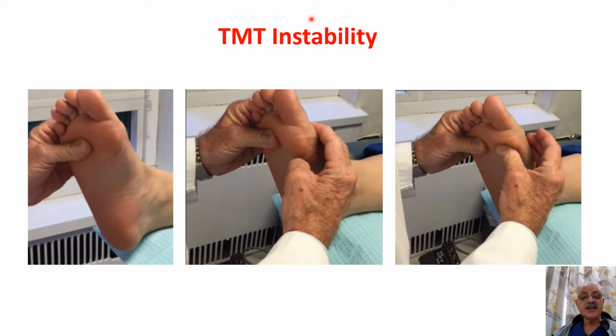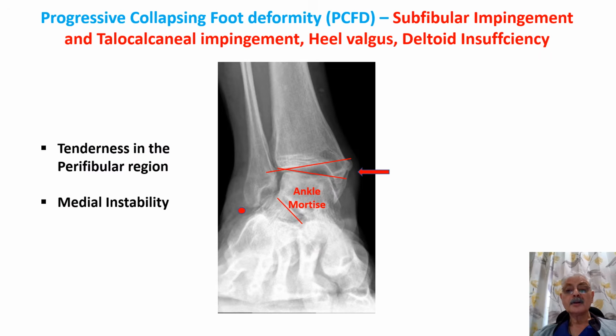The first TMT instability can be appreciated by holding the lateral four toes like this and then rocking the first ray in the dorsal and the plantar direction, and the instability at the TMT joint can be appreciated. This TMT instability can be compared with the normal side to see if the affected side has more movement as compared to the normal side.